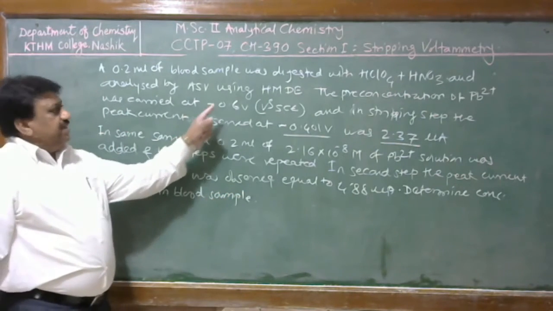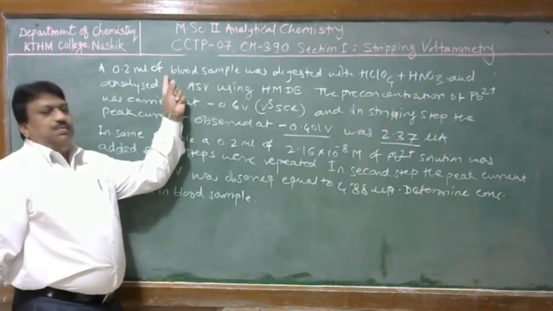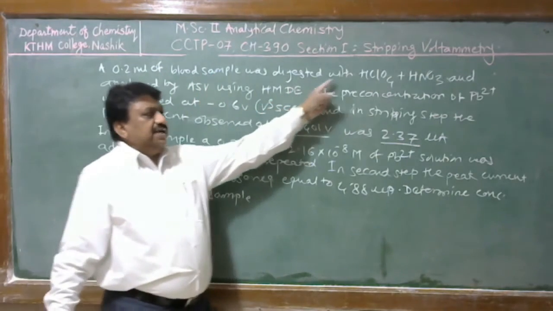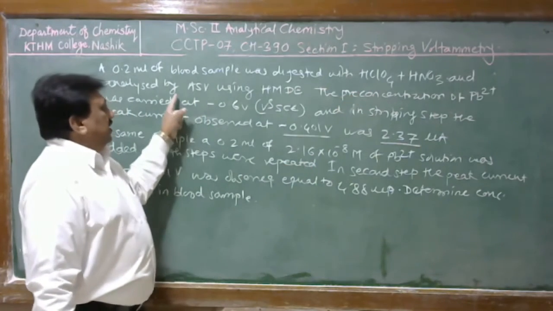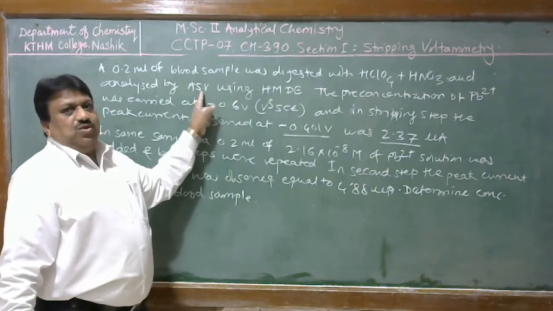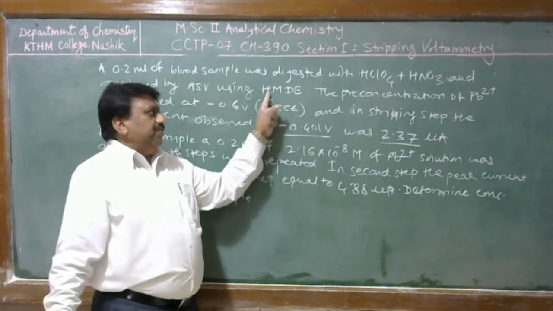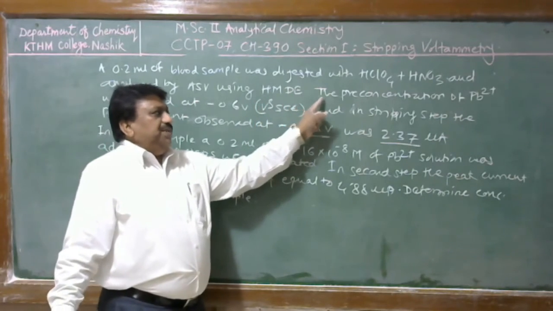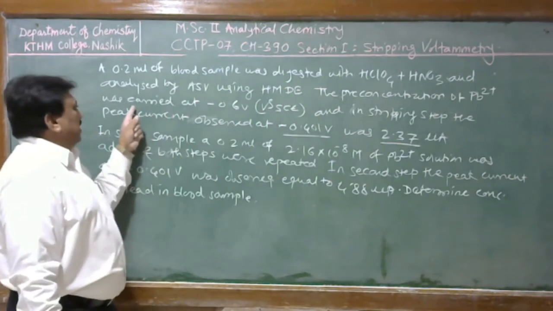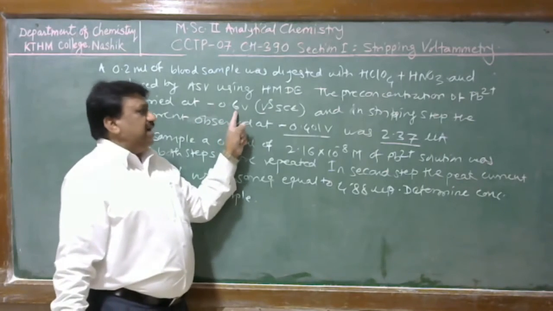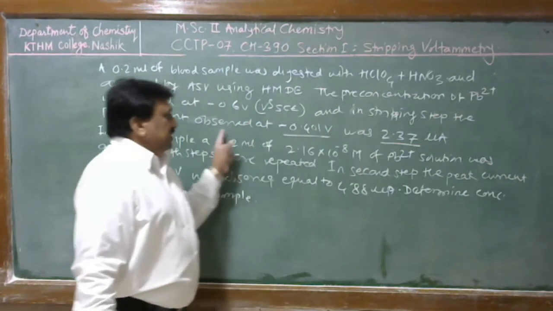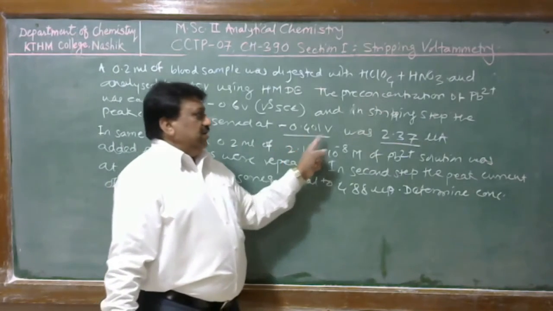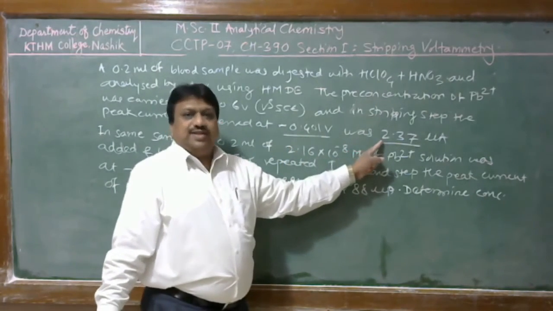Now in this case, a blood sample was digested, that is heated with perchloric acid and nitric acid, by using anodic stripping voltammetry and a hanging mercury drop electrode. The pre-concentration of analyte is carried out at minus 0.6 volt and the stripping current was observed equal to 2.37.